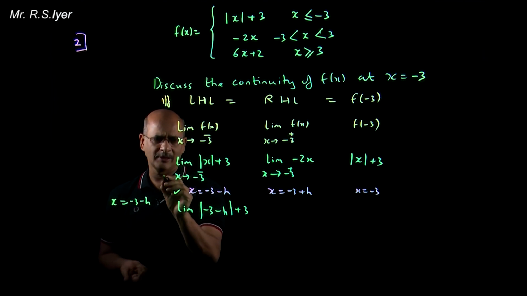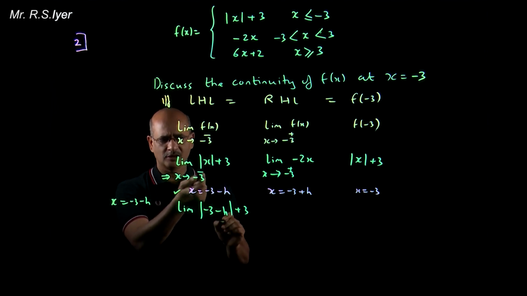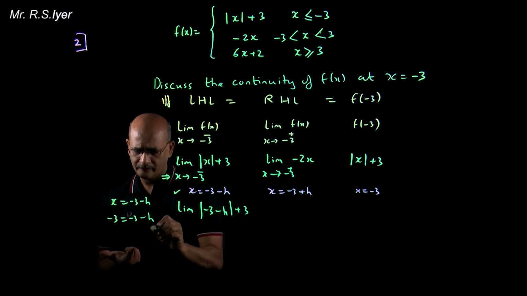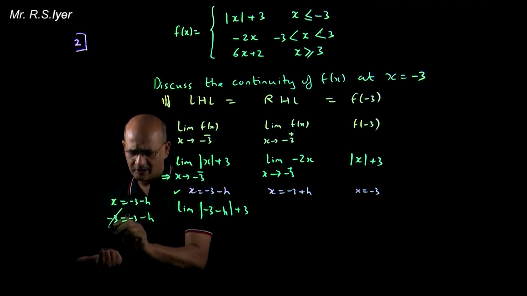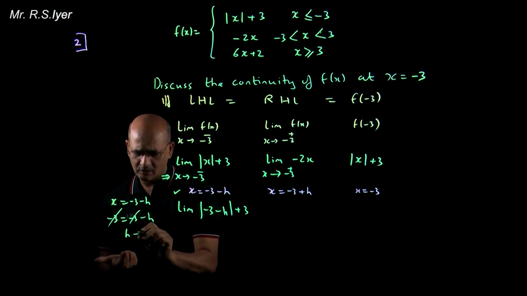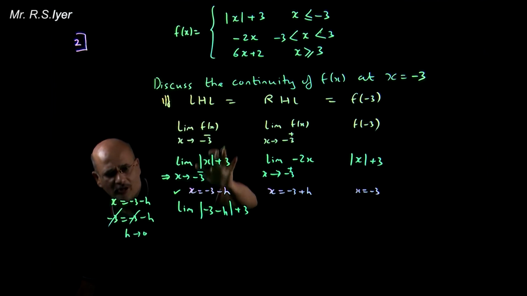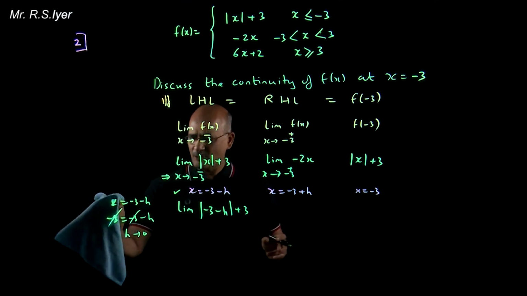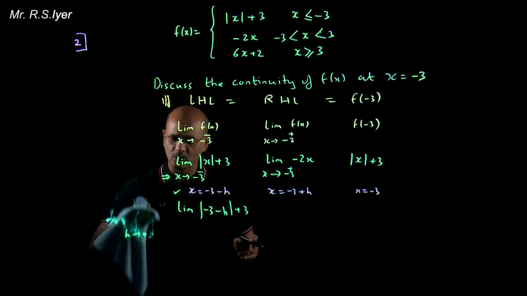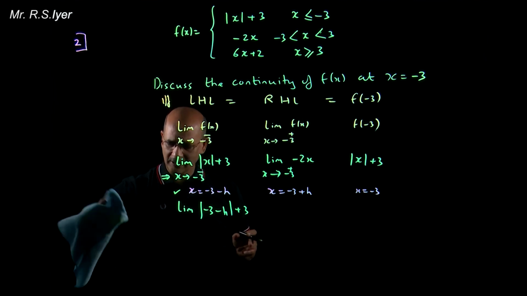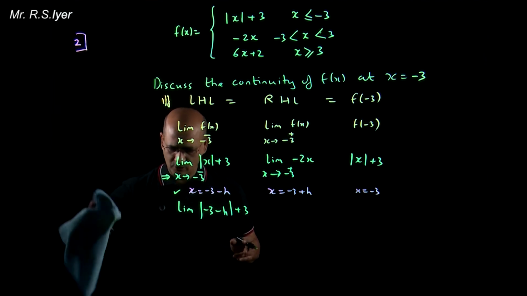Now what is the limiting value? That is, x tends to minus 3. So if x becomes minus 3, then this will get eliminated and h will become 0. So keep that in mind. Now this is something very important I want you to realize, because many times students don't understand the working of it properly. So I just want to take you back to that particular point.